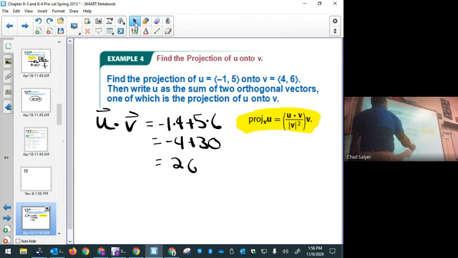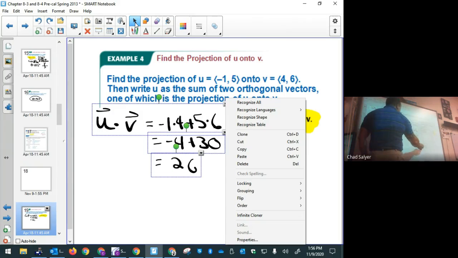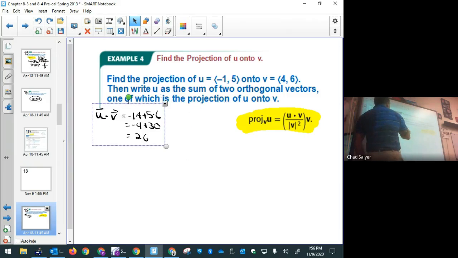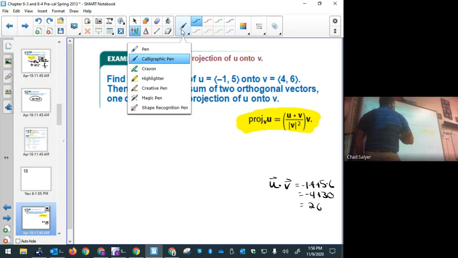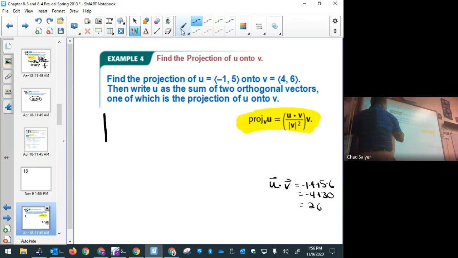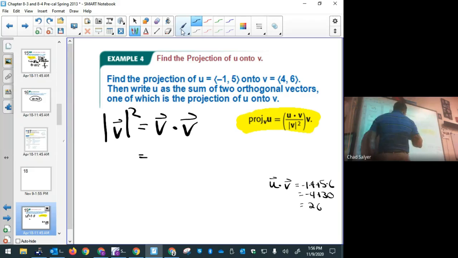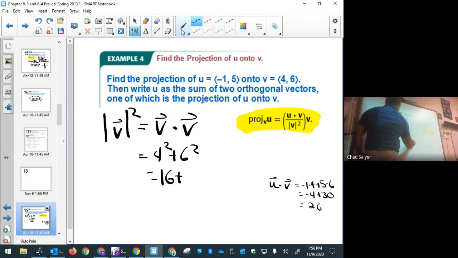Now we need to find the magnitude of V squared. And once again, remember that I taught you how to find the magnitude in part 2. So that formula still works. But we're going to use the formula we learned in this section, which is the magnitude of V squared equals V dot V. So all we need to do is find the vector dotted with itself. That will give us the denominator of the value we're going to scale the vector by. So V dot V is going to be 4 squared plus 6 squared, 16 plus 36, 52.